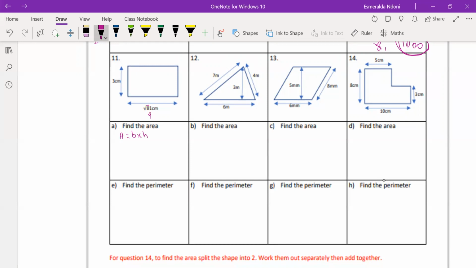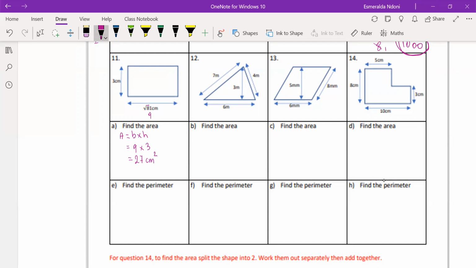The square root is the opposite of squaring. So what number did you have to square to get 81? Well, 9, because 9 times 9 is 81. And then I write 9, that's my base, times my height, which is 3. 9 times 3 is 27 centimeters squared. Very nice and very easy.